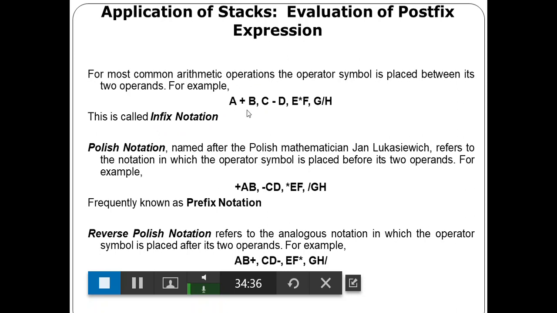Okay, but the same expression can be expressed in different notations actually. One such notation is called Polish notation or prefix notation. What happens here in prefix notation? We have something like a plus b. That means the operator will be written first and then the two operands: plus ab. Plus ab means nothing but a plus b.